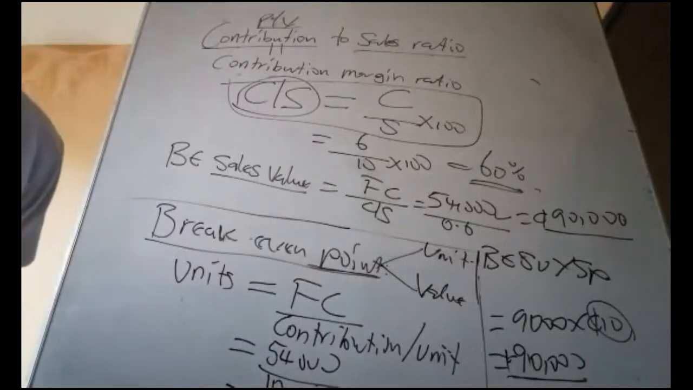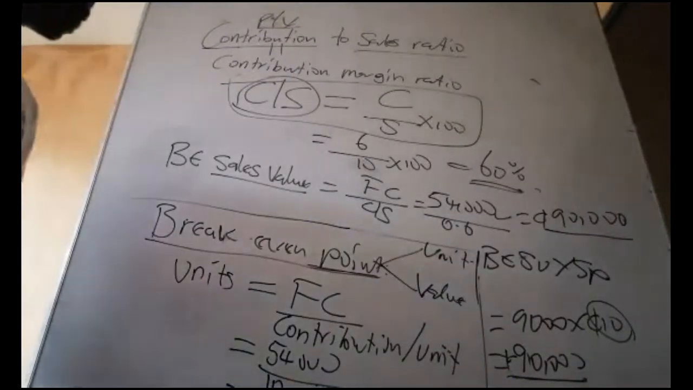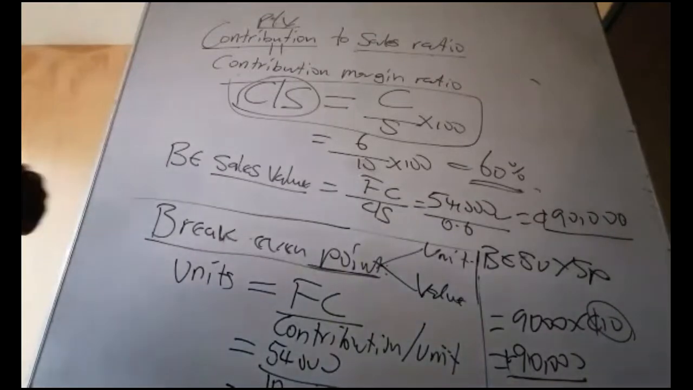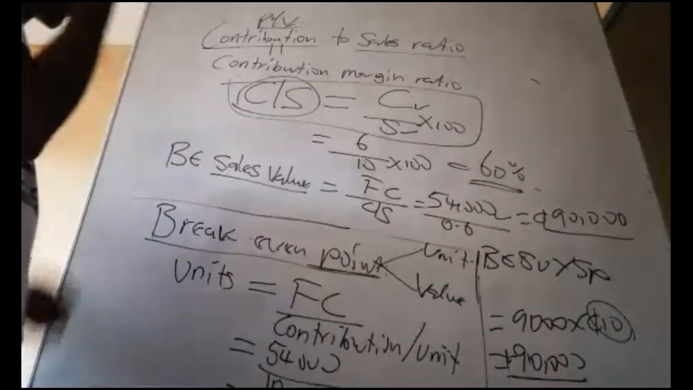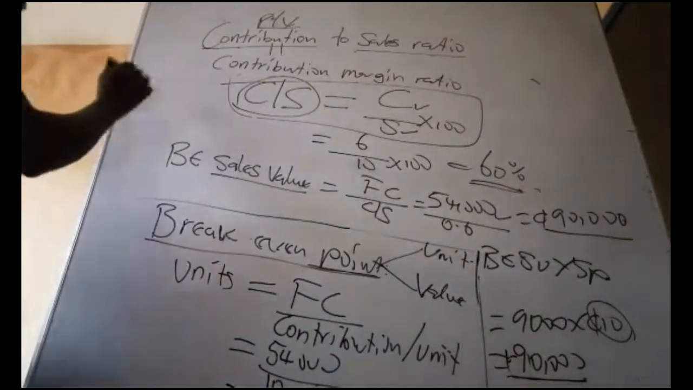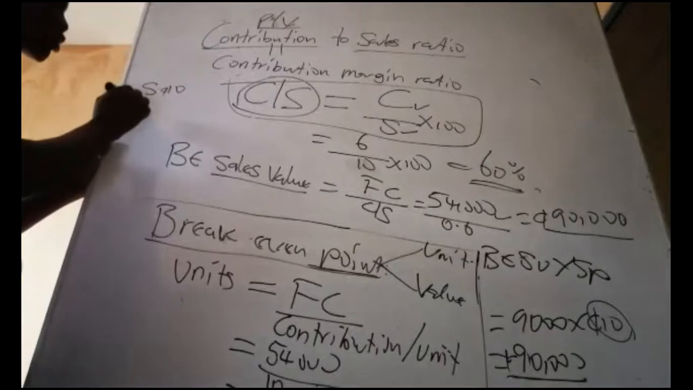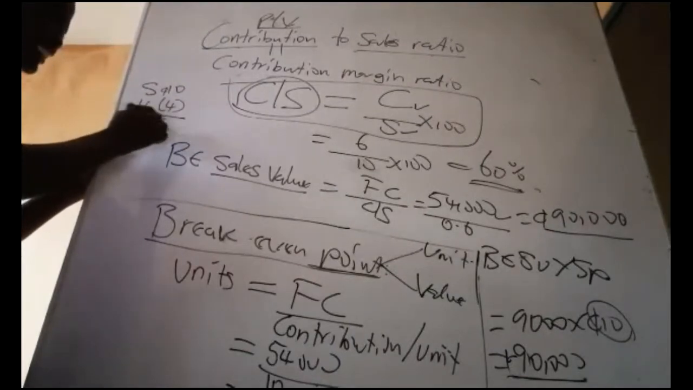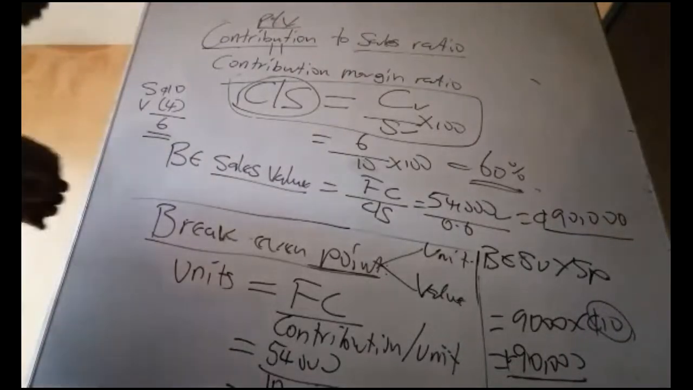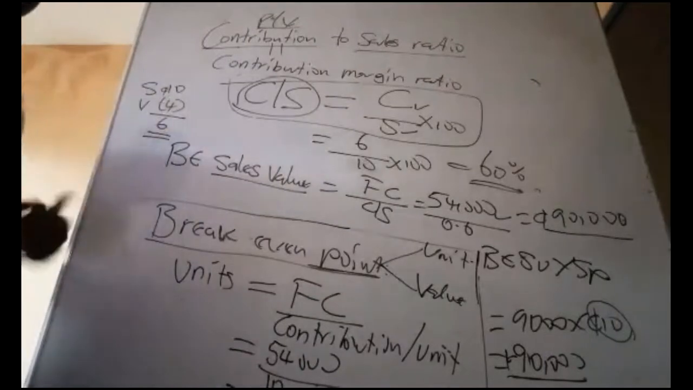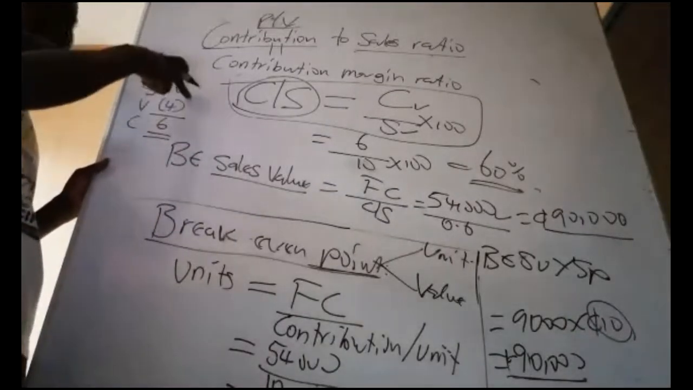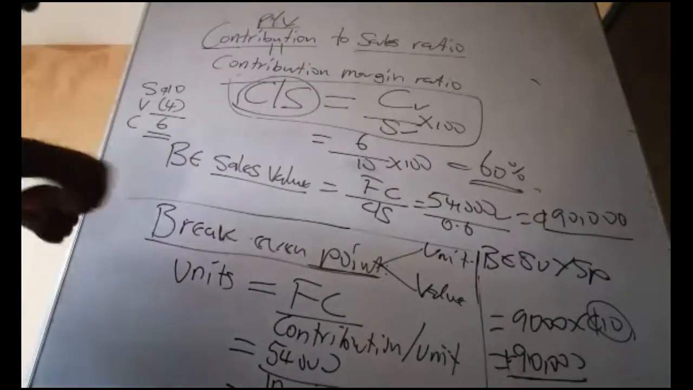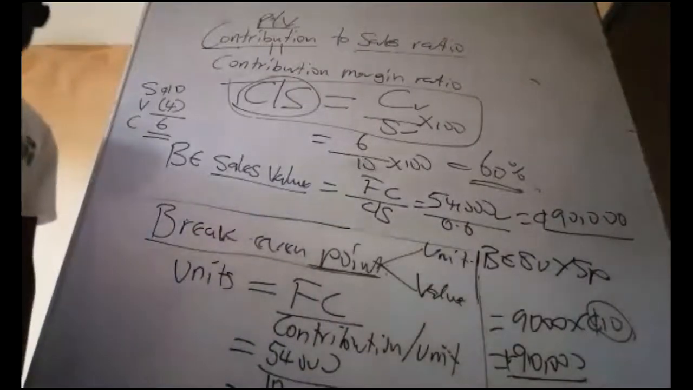Okay, please, who is confused here? Good. So the issue is this. CS ratio is nothing but your contribution divided by the sales. That's all. Now the contribution, we had 6 cedis coming from the first illustration. Why the 6 cedis? Because the selling price was 10 Ghana cedis and variable cost was 4 Ghana cedis. So the contribution will be 6 Ghana cedis. Contribution is nothing but the selling price less the variable cost. So contribution is 6 cedis. Then the CS ratio, contribution to sales ratio, will be 6 divided by 10 times 100. That will give us the CS ratio. So we have to take note of that.